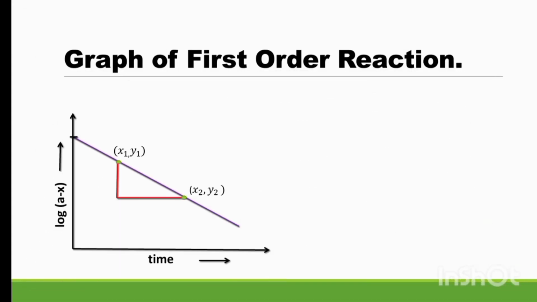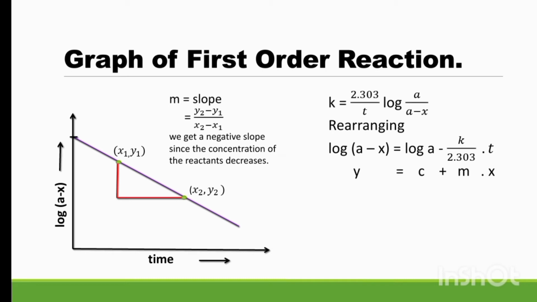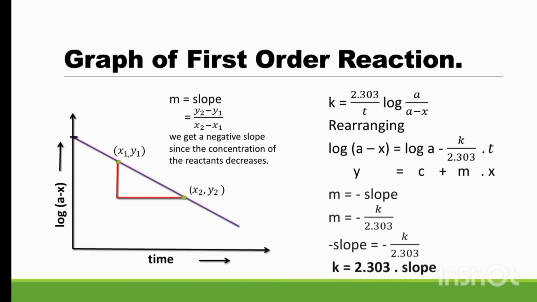Graph of first order reaction. We take the rate law expression and rearrange the equation as follows. Now the equation is of the type y is equal to mx plus c, where m is the slope. If we compare the two equations, we see that m is equal to minus k upon 2.303.